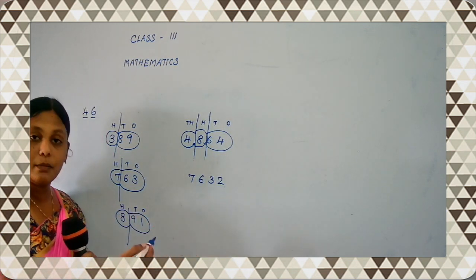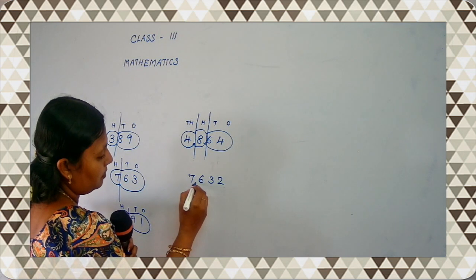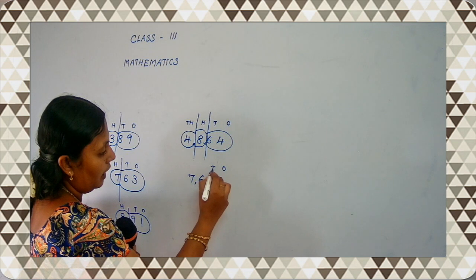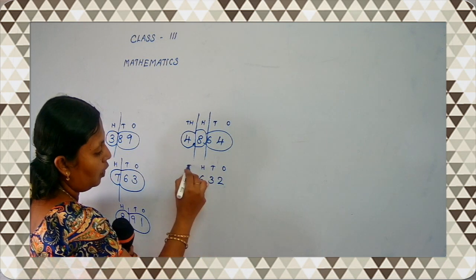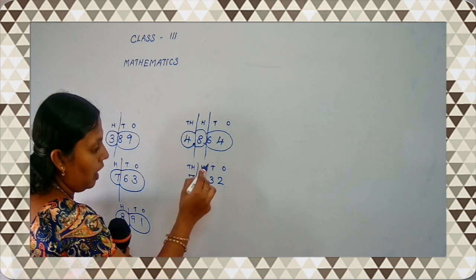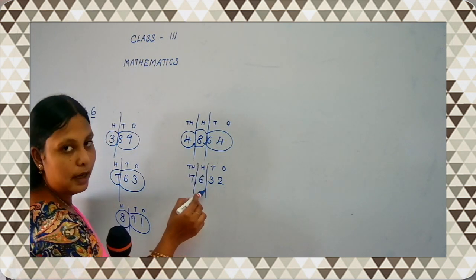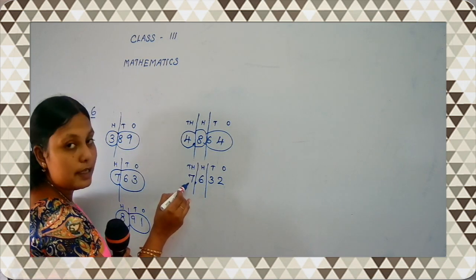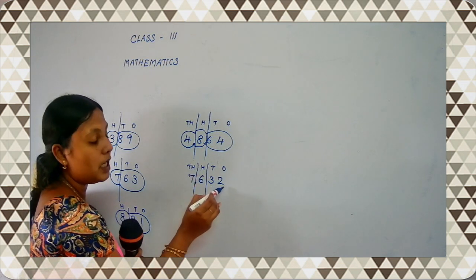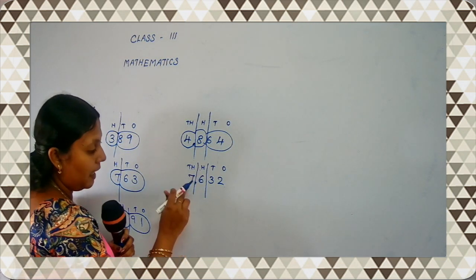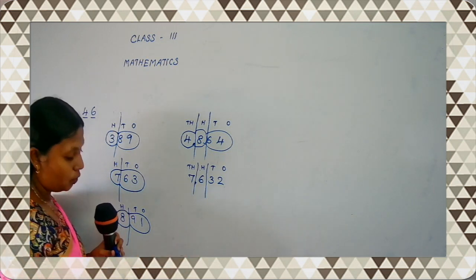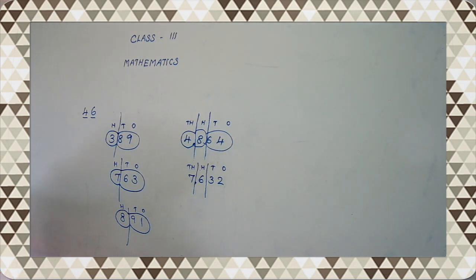So how many digit number? 4-digit number. After the thousands place you put one comma. Ones, tens, hundreds and thousands. How do you read this one? Thousands separate, hundreds separate, and ones and tens together. How many thousands here? 7. So 7632. Is that right, children? 7632. Okay. Do you understand how to read these numbers?